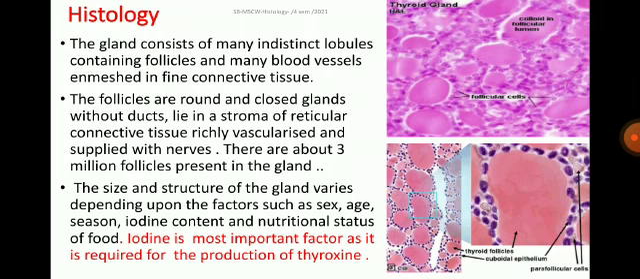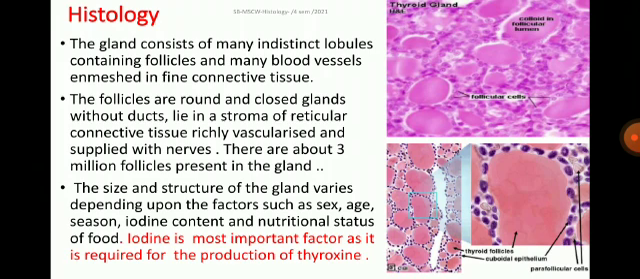Fine. So the follicles are, as I said, small, round and closed glands without ducts. They lie in stroma of reticular connective tissue, richly vascularized and supplied with nerves. They mention that there are about 3 million follicles present in the gland. An enlarged diagram of the follicle is shown in the picture below, having a large lumen lined by cells which show the presence of a darkly stained prominent nucleus in them.